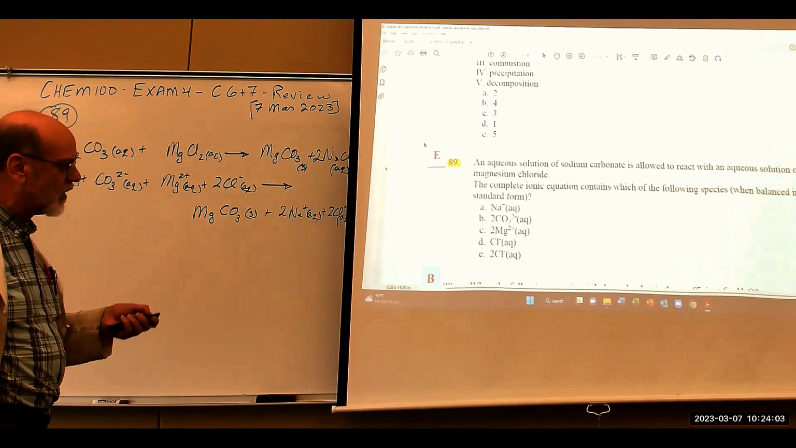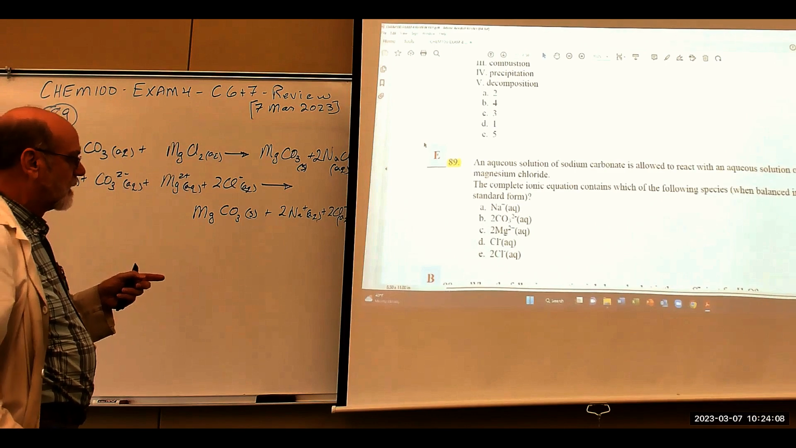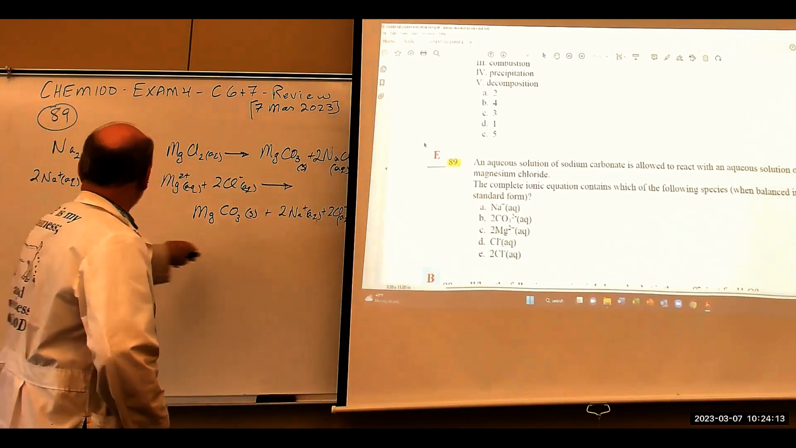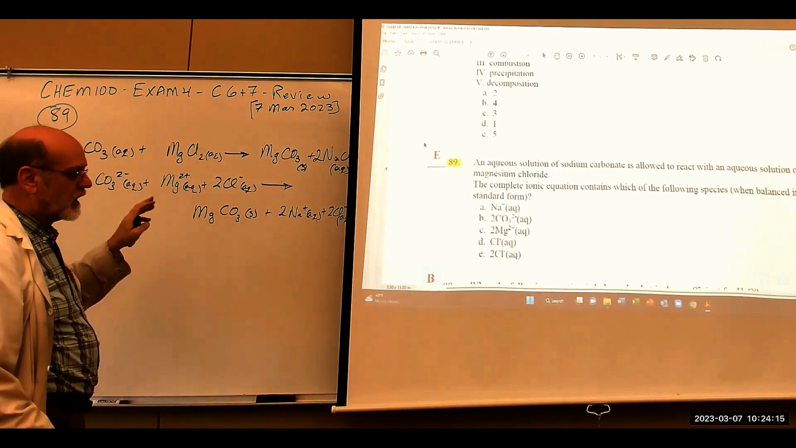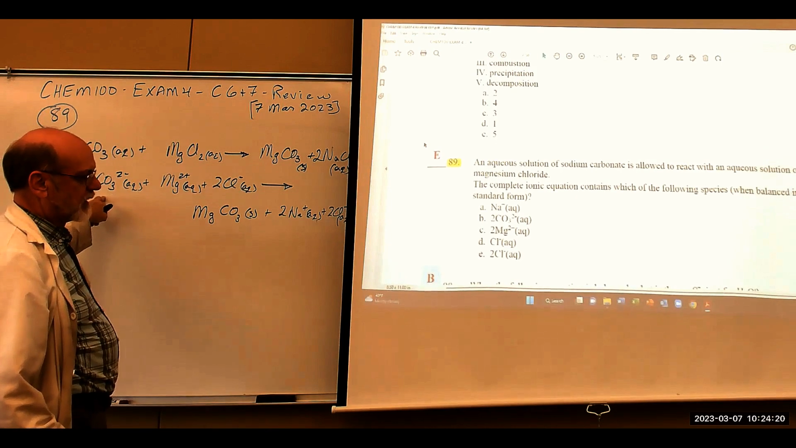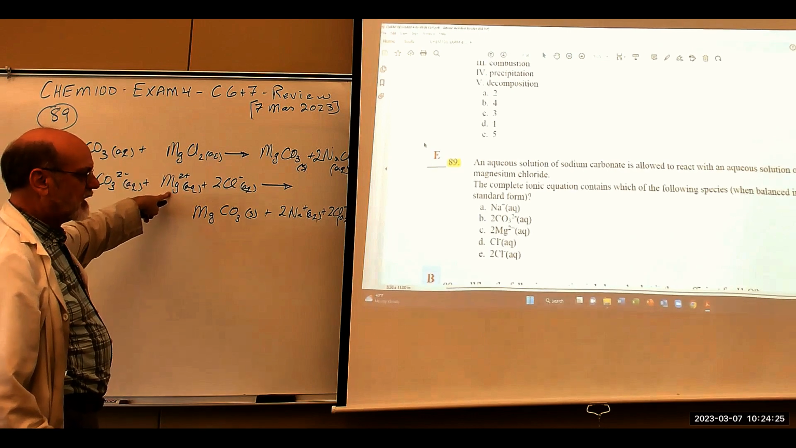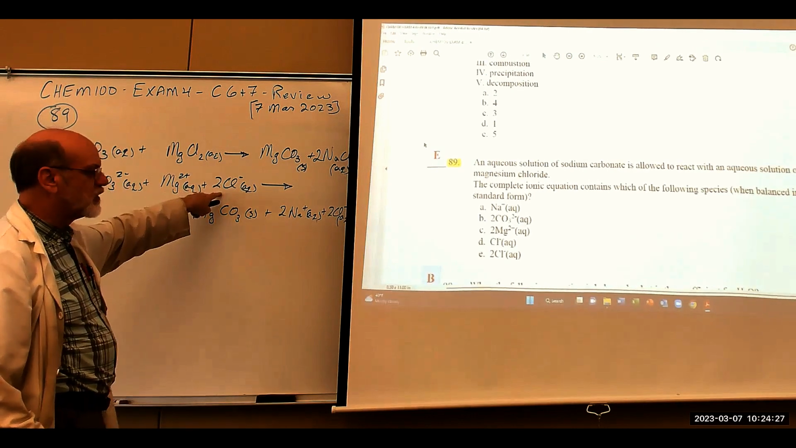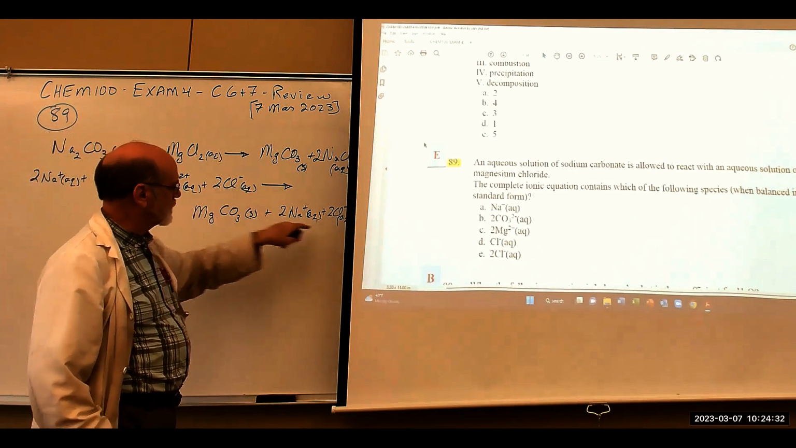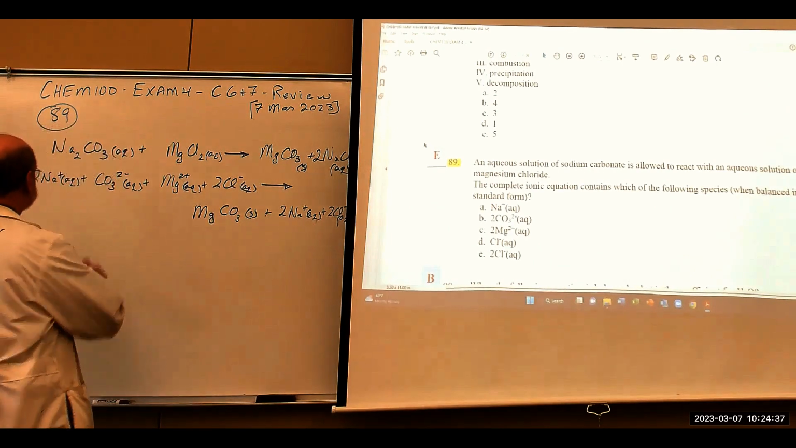Okay, which ones of these are located in there? And notice we've got coefficients here, so we have to take that into account. Sodium. No, we've got 2 sodiums here, 2 sodiums there. That doesn't work. 2 carbonates. Nope, just 1 carbonate on this side. 2 magnesiums. No, just 1. Chloride. We need 2 of them. There's only 1. 2 chlorides. There you go. There's 2 chlorides there. There's 2 chlorides there. So E is the answer. That's the one.